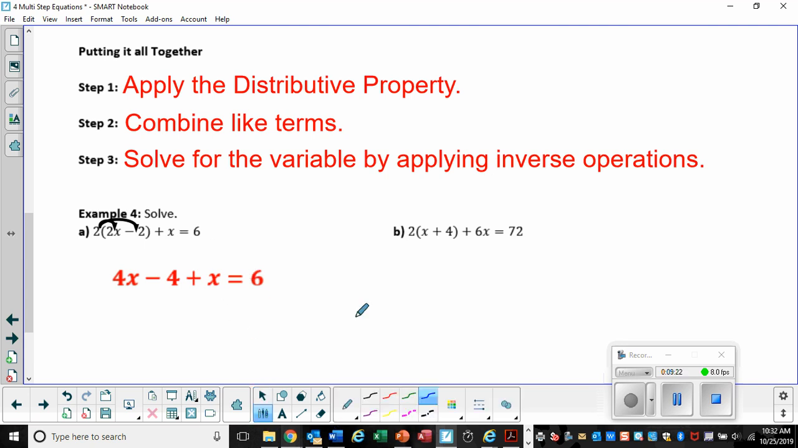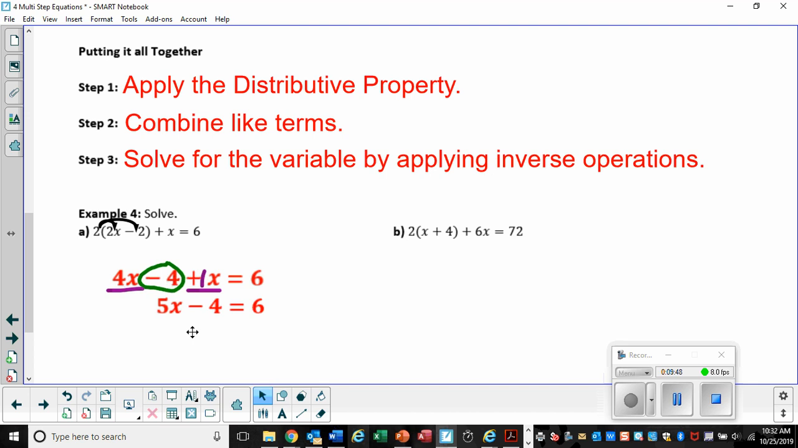Now I can combine like terms. So I have a 4x and a plus x, which is really a plus 1x. Okay? And I have the negative 4. Alright? So I'm going to go ahead and combine my like terms. 4x plus 1x gives me 5x. And then the negative 4 just gets brought down because it doesn't have any like terms.